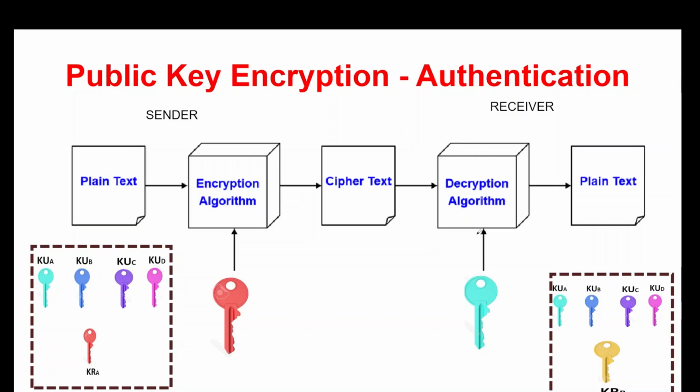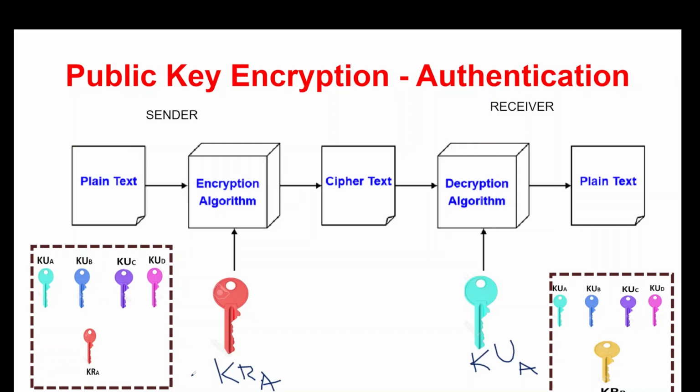Now let us see how it ensures authentication. Use the same methodology, where user A uses its own private key to encrypt the message. Anyone who has the public key can receive and decrypt the message. For example, here user B possesses the public key of A, so user B can decrypt the message. B is the intended recipient and B can decrypt.